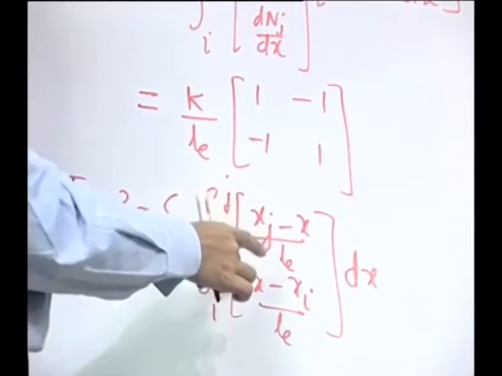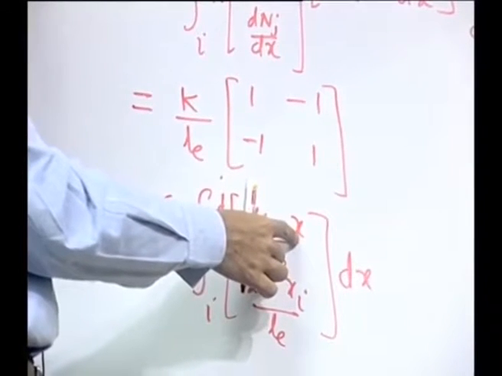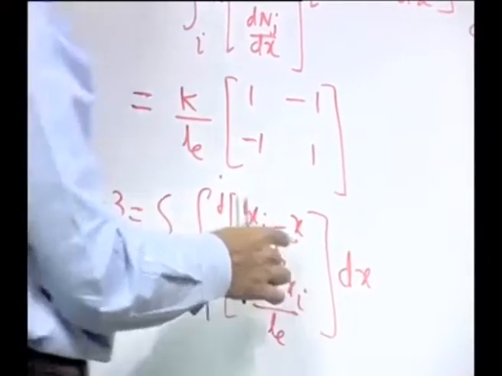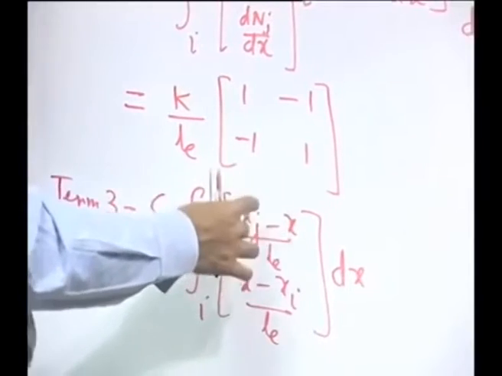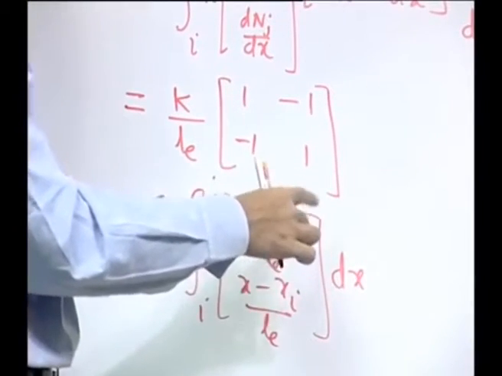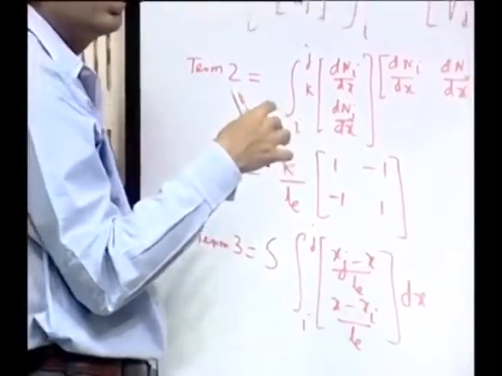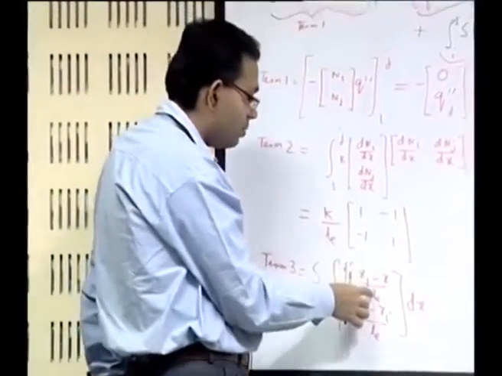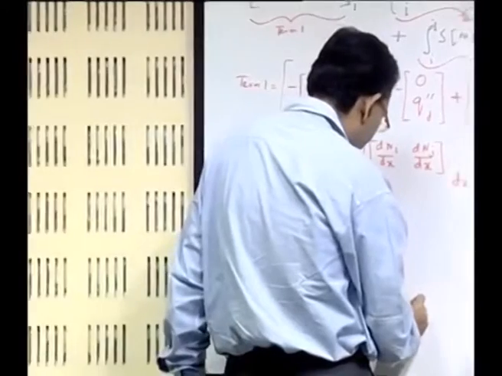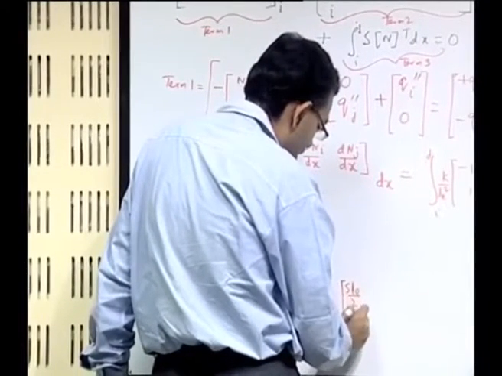So you can do the integration, like for the first case you can substitute xj minus x equal to a new variable. Let us say that new variable is y. So it will be of the form integral of y dy from 0 to Le. So it will be Le square by 2, and that divided by Le will be Le by 2. So this will be S Le by 2 and S Le by 2.